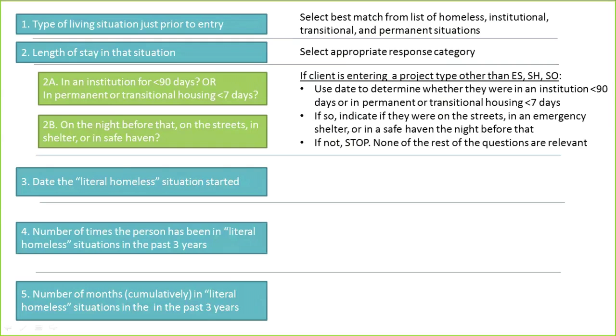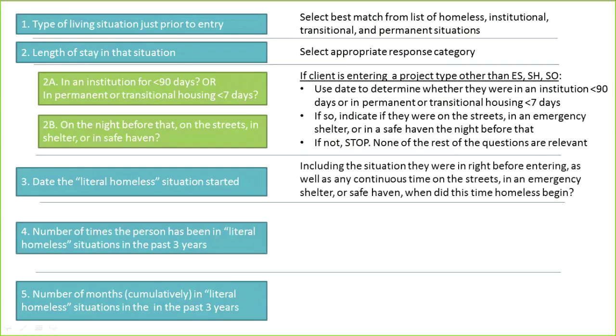So the third field then is the date the client's literal homelessness experience started. So this would look back further than what you collected in that second field to cover any continuous time, either on the streets, shelter, or safe haven. So if the client had been staying in a shelter for 2 weeks, but had been on the street before that for a year, you ask the client if they remember when they first started living on the street. And you might then have to ask the client where they were staying before that to confirm that it was a place where they wouldn't be considered literally homeless.